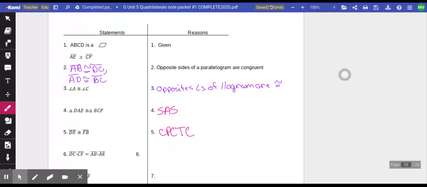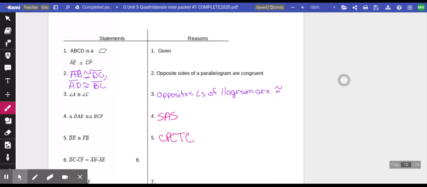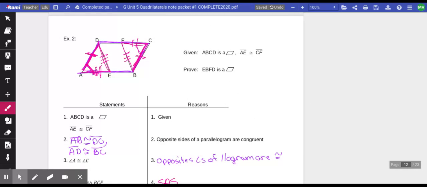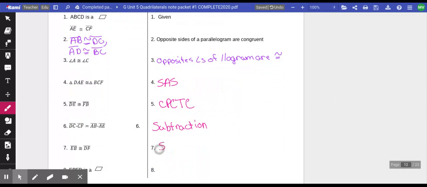Next, we're going to say that DC minus CF equals AB minus AE. So what am I doing there? I'm subtracting. So that's subtraction. And then if we look, DC minus FC is DF, and AB minus AE is EB. So that's our substitution.